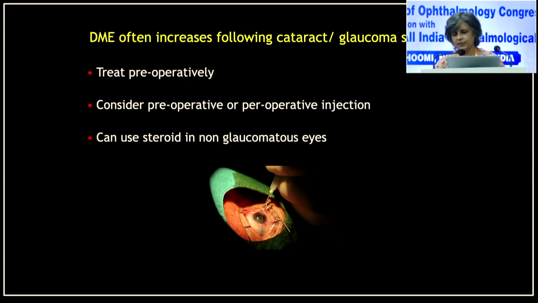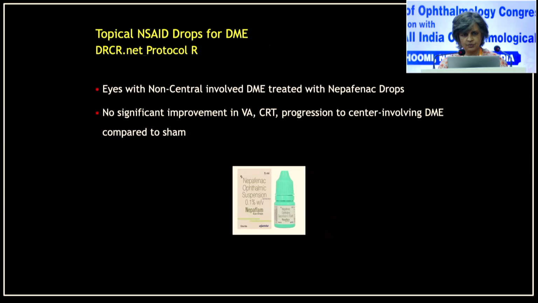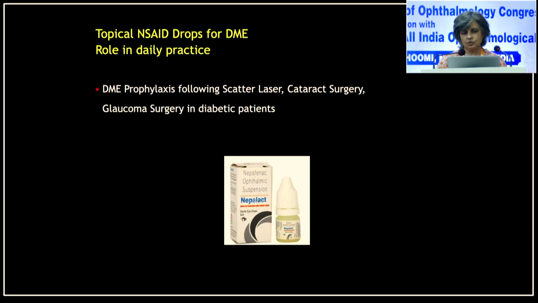DME worsens following cataract and glaucoma surgery, so should be treated before the surgery, or at least at the end of surgery an injection should be given. And the last point, NSAID drops for DME have been found to be of no use in the management of DME, but we do use it for DME prophylaxis following scatter laser and cataract surgery.